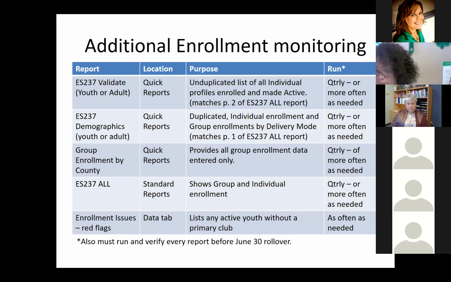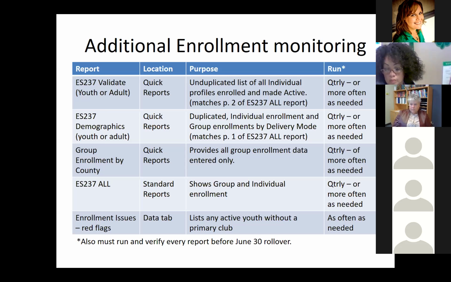Some additional enrollment monitoring considerations you might want to think about is looking at your quick reports for your validate youth and adult, your demographics youth and adult, your group enrollment by county, and your ES237 all. In addition, I really want to call your attention to the enrollment issues with red flags. This is on your data tab on 4-H Online.